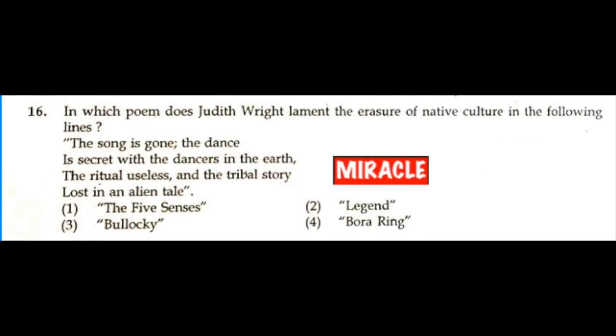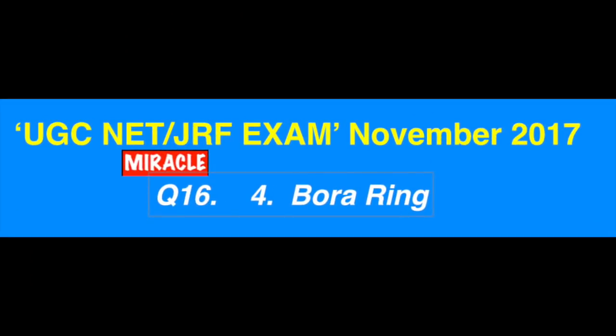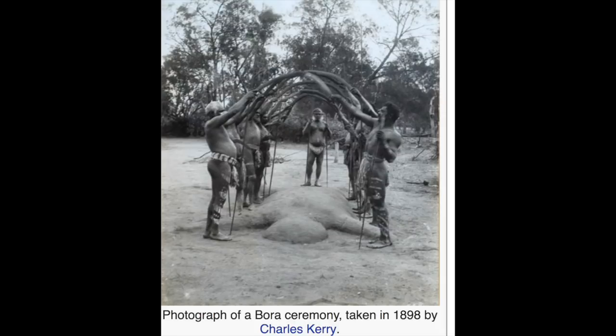Question number 16. In which poem does Judith Wright write, "Lemon the eraser of native culture" in the following lines? The song is gone, the dance is secret with the dancers in the earth, the ritual useless, and the tribal story lost in an alien tale. The correct answer is Bora Ring. So these earthen rings were known as Bora, and they were usually part of a complex of 2 or 3 rings, and they were used in man-making ceremonies or male initiation ceremonies.